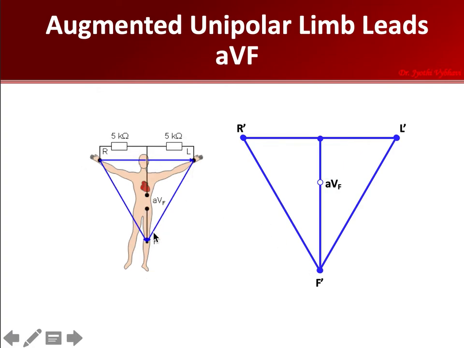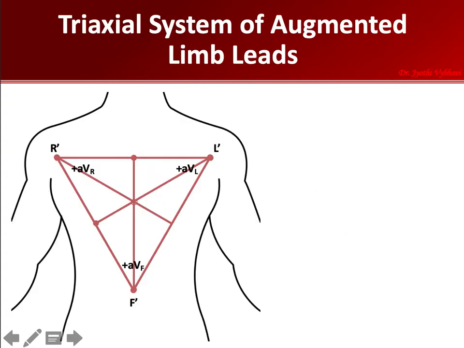And AVF, okay. Goldberger put the positive electrode on the left foot, negative electrodes with resistance on the right arm and the left arm, okay. It became the AVF lead. The axis can be drawn from the positive electrode to the midpoint of these two electrodes, okay. This is how AVR, AVL and AVF were made.